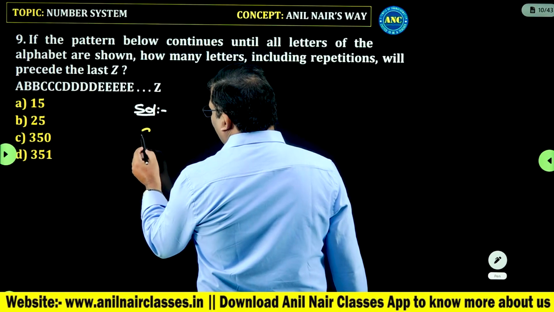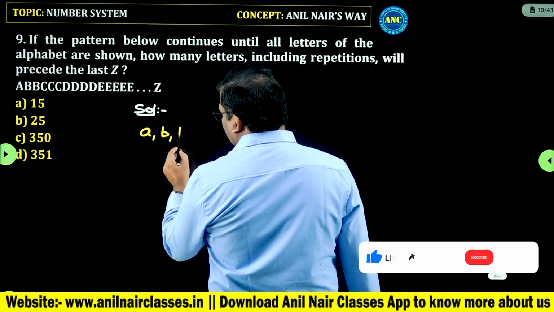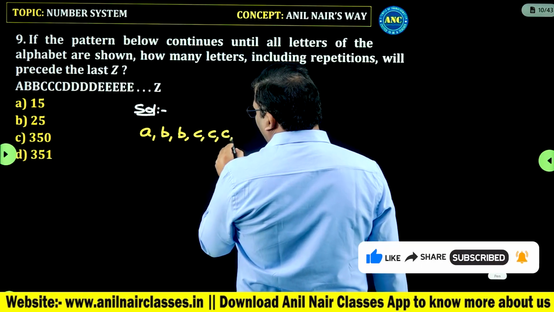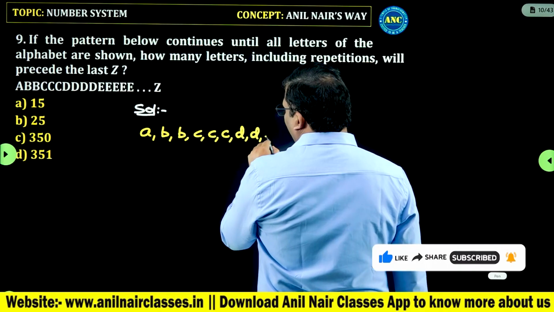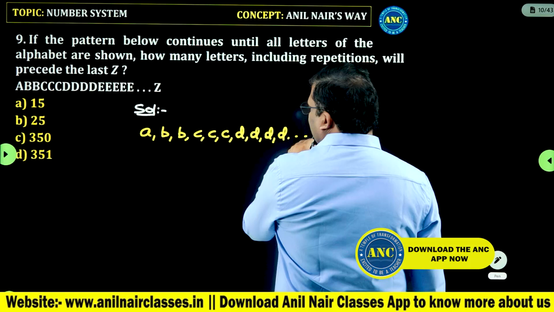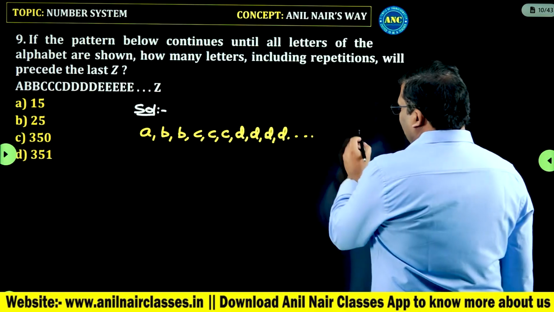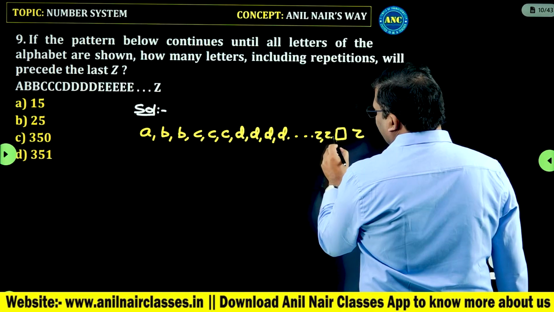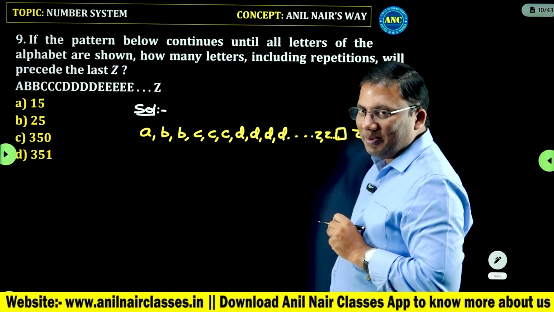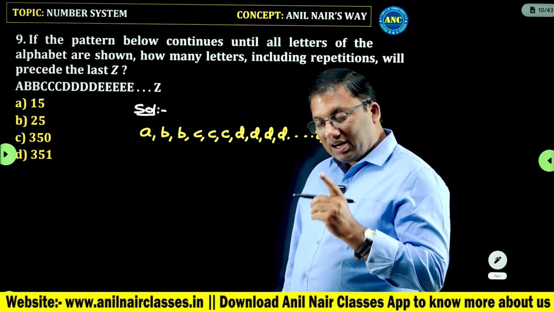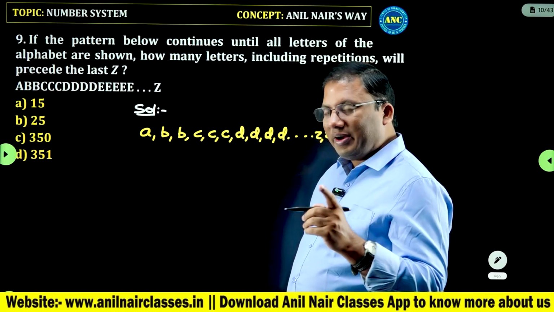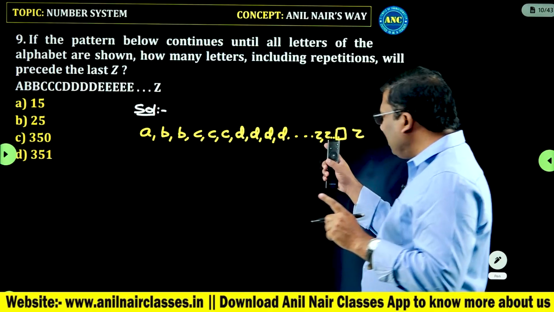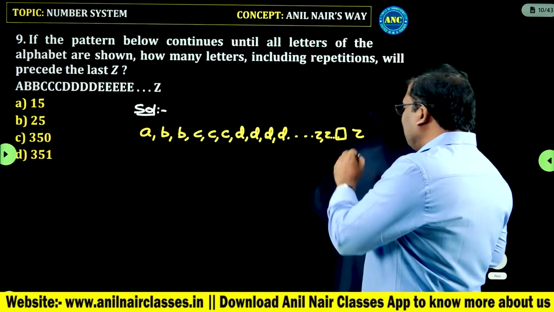The first letter is written once, the second letter is written twice, the third letter is written thrice, the fourth letter is written four times, and the process continues. Before Z, how many times is it written? Z is the 26th letter; 26 alphabets are there. The 26th alphabet is written 26 times.